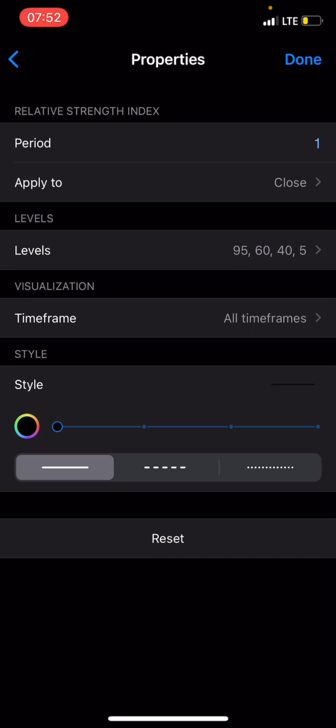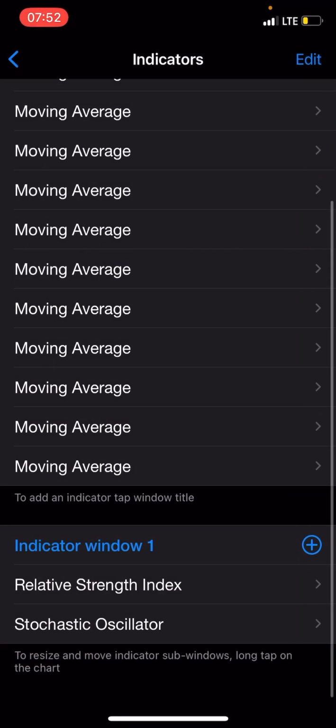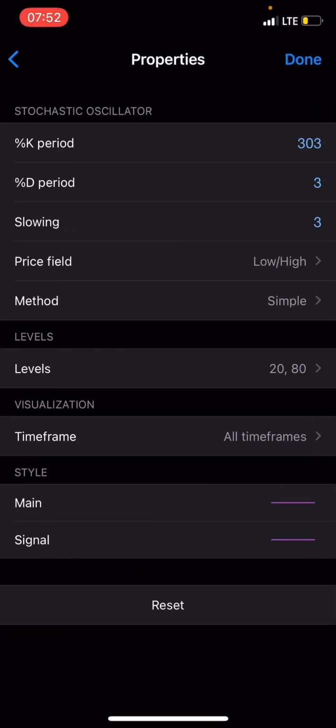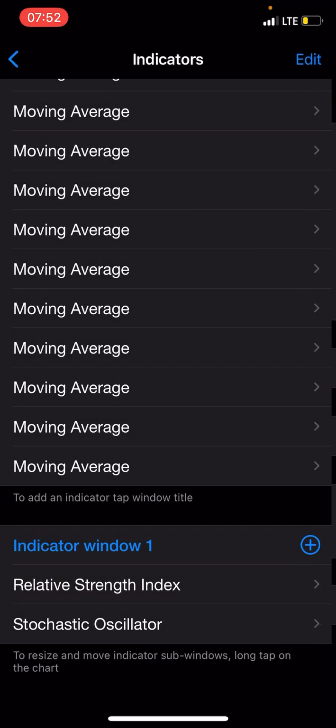So when you're done with the relative strength index, you now go for the oscillator. The K period is 30, 3, 3, the levels 20 and 80. The main and signal line carry the same color. Price field low/high, method simple. When you're done, click on done, go back to your chart.